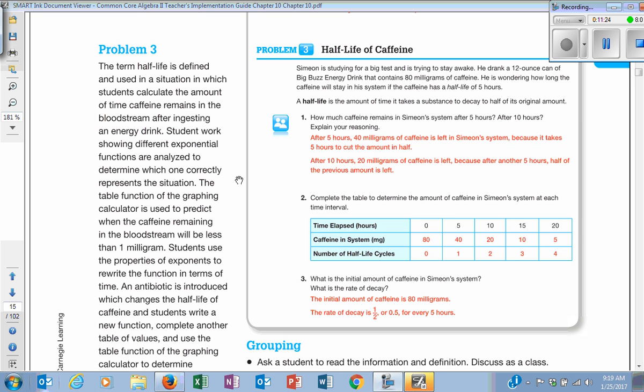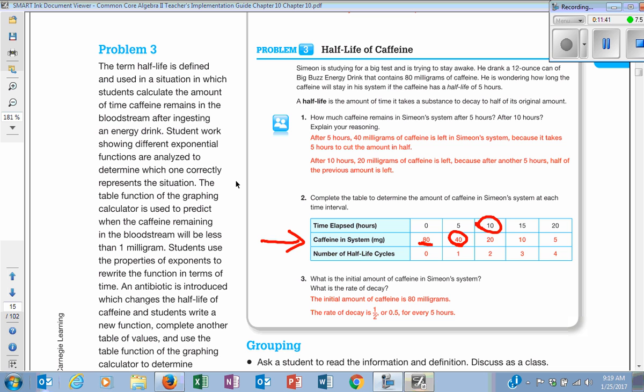And he is wondering how long the caffeine will stay in his system if it has a half-life of 5 hours. That means after 5 hours, half of it will be gone. So you can see this chart that they filled out right here. After 5 hours, he'll have 40. Why? Because that's half of 80.